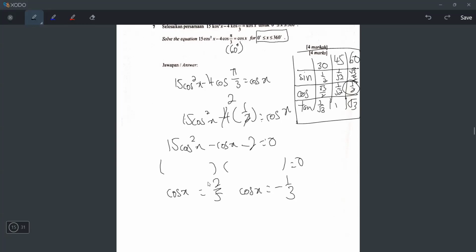Okay, and remember to always write back the bracket one. So the bracket here will write cos x, okay, plus 2 over 5 becomes -2, and then over 5 have to write in front. And this one is -1 over 3, right? -1 becomes +1, divided by 3 becomes times 3 like this. And now I can press my calculator to get my value of x.